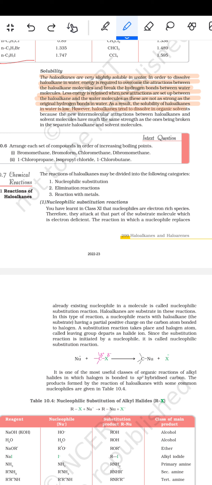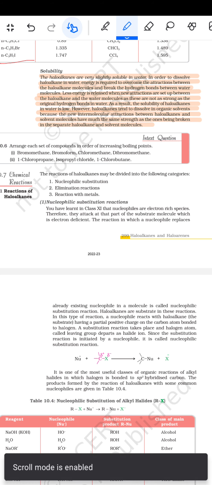However, the haloalkanes tend to dissolve in organic solvents because the new intermolecular attractions between the haloalkanes and the solvent molecules have much the same strength as the ones being broken in the separate haloalkane and solvent molecules.